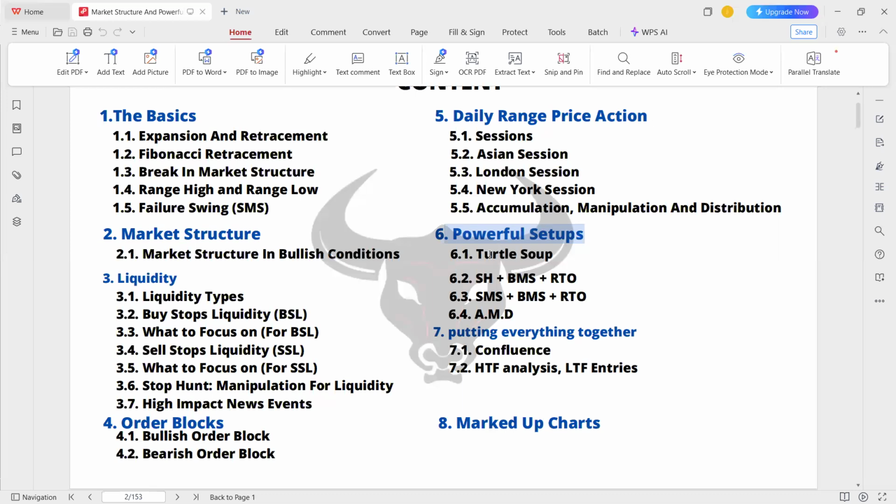We're going to be touching on the Teto soup setup, the stop hunt, break of market structure, return to order block setup, the failed swing, break of market structure, return to order block setup, and the accumulation, manipulation, and distribution setup, which is one of the things we touched on in the previous setups.